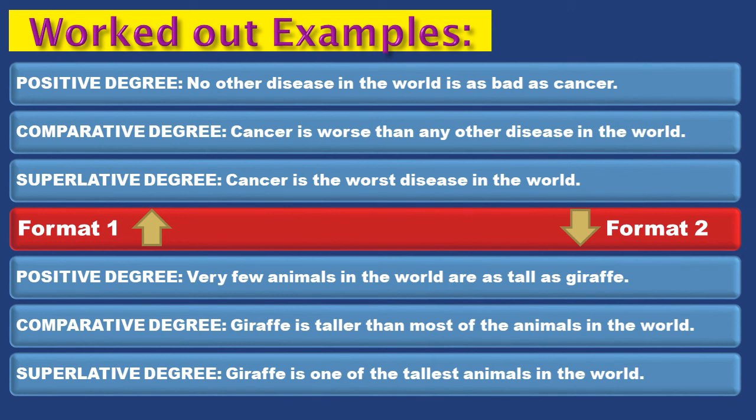And the superlative degree, if there is very few in the positive degree, in the superlative degree we have to use the phrase one of the. Giraffe is one of the tallest animals in the world. Have you noticed the difference? The format no other is used for singular nouns, and the format very few is used for the plural nouns. So as of now you just learn these two formats. I mean, altogether it will be 6. So you remember, you learn this, memorize this, and degree won't be a problem.